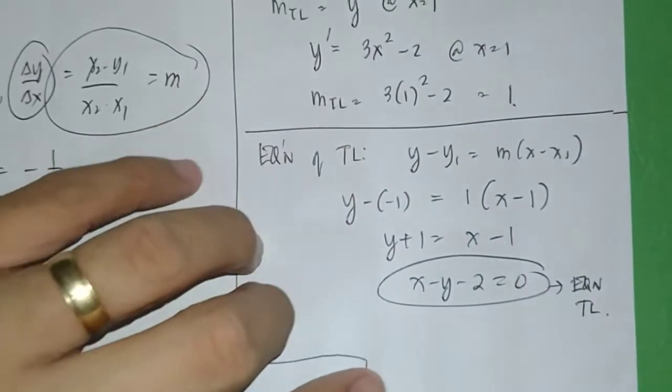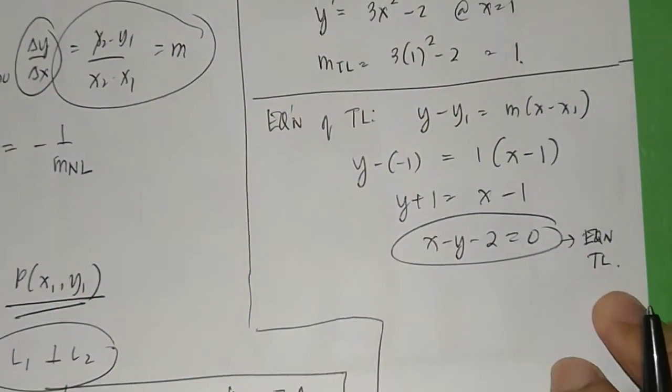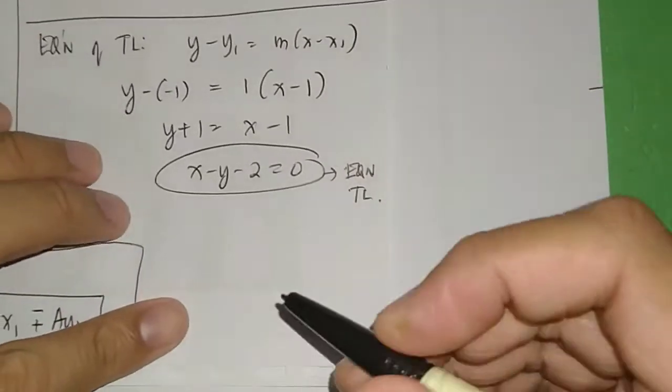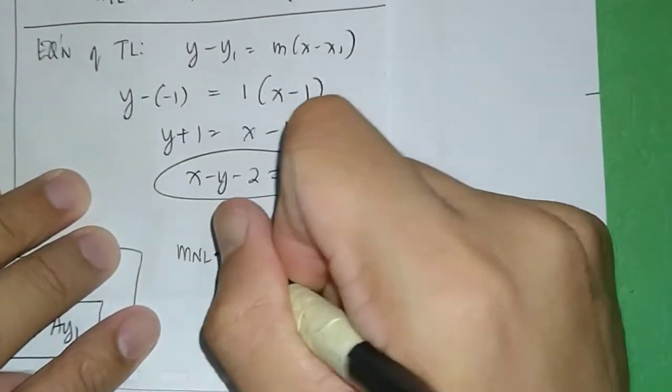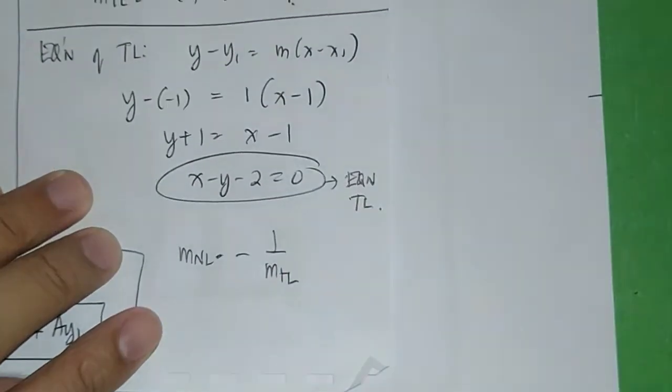To solve for the equation of the normal line, we have the relationship that the slope of the normal line is the negative reciprocal of the slope of the tangent line.